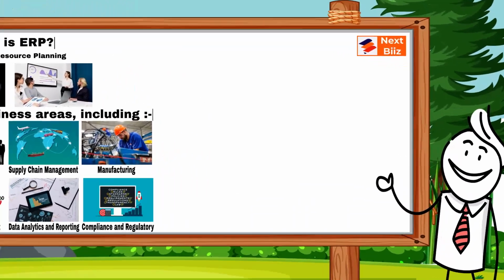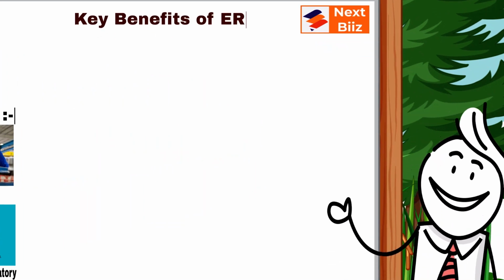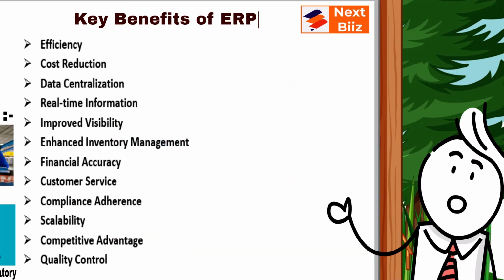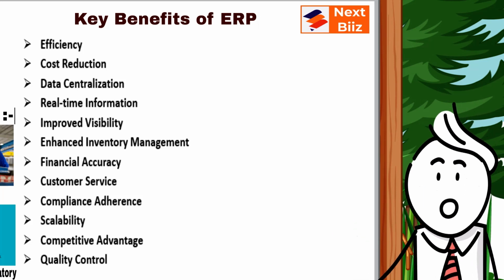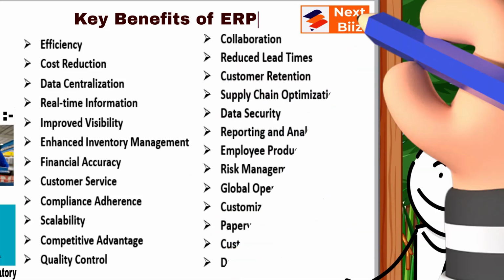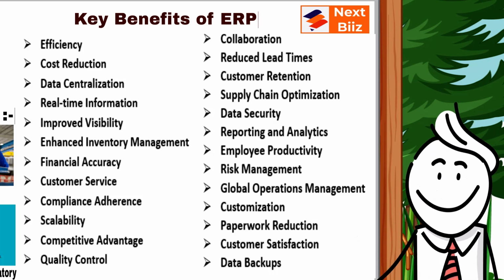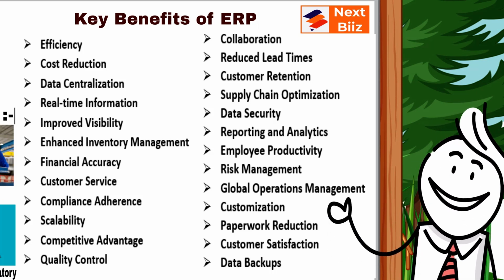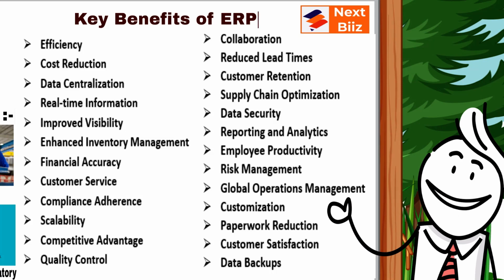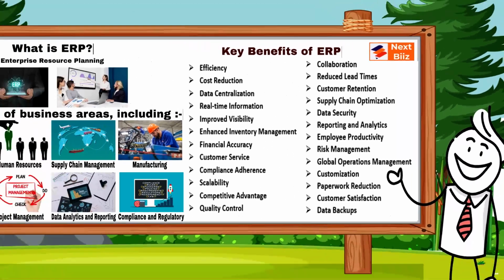Let's take a look at the key benefits. Key benefits of ERP, Enterprise Resource Planning. Efficiency, cost reduction, data centralization, real-time information, improved visibility, enhanced inventory management, financial accuracy, customer service, compliance adherence, scalability, competitive advantage, quality control, and collaboration, reduced lead times, customer retention, supply chain optimization, data security, reporting and analytics, employee productivity, risk management, global operations management, customization, paperwork reduction, customer satisfaction, data backups.